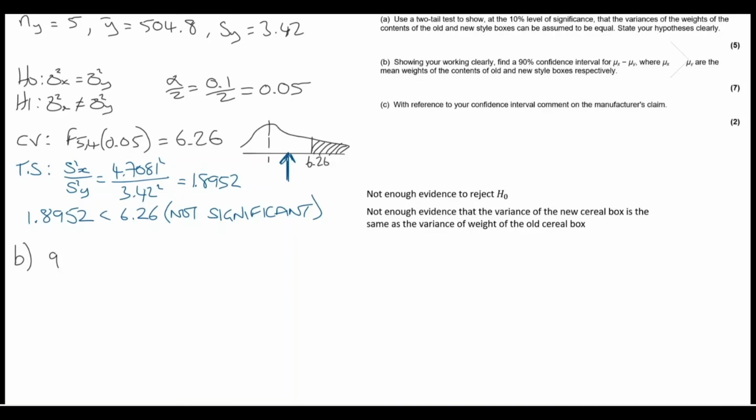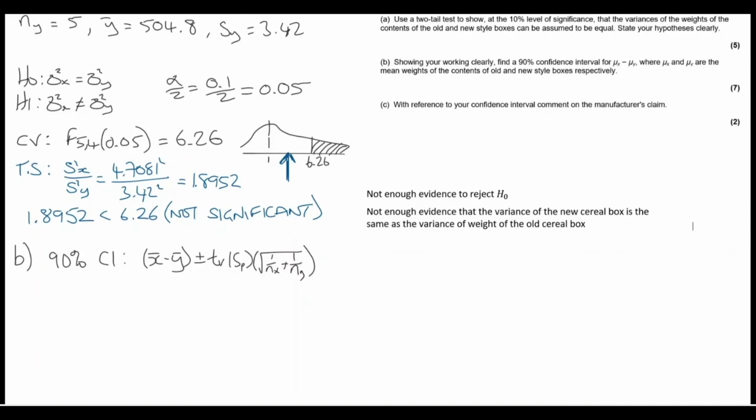Okay, so the 90% confidence interval is going to take this form. So x bar minus y bar plus or minus our critical value multiplied by s, the pooled standard deviation, multiplied by the root of 1 over nx plus 1 over ny. So this expression for the spread is always going to be found in your formula booklet, but with enough practice you'll commit it to memory.